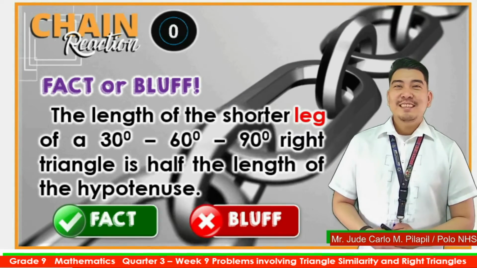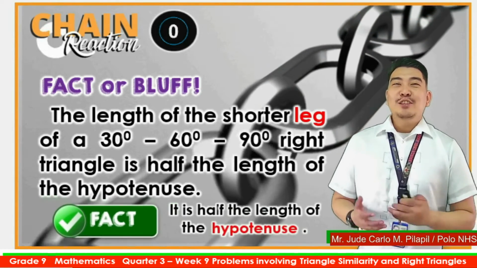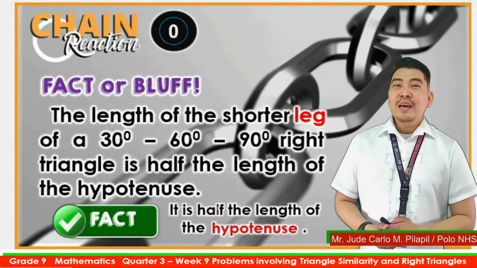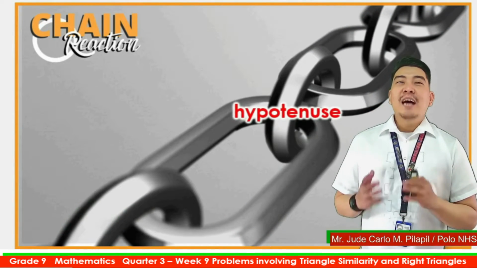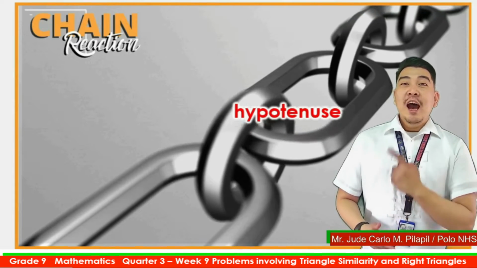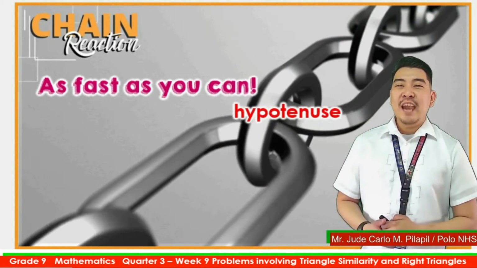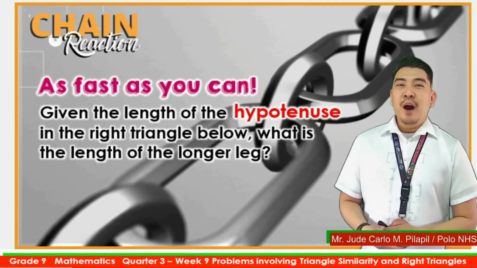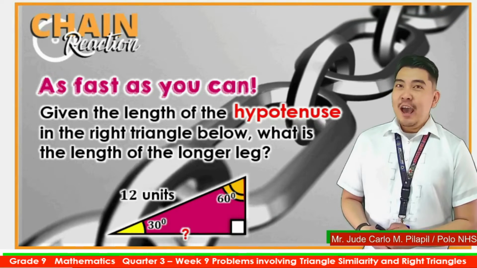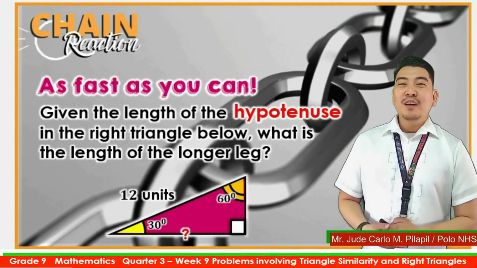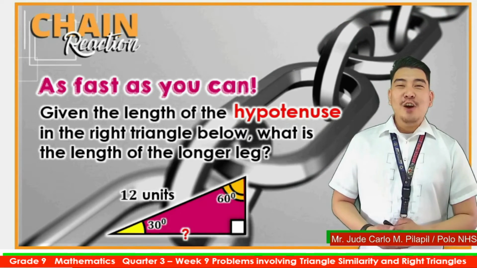What's your answer? Do we have the same answer? It's a fact. The shorter leg is half the length of the hypotenuse. The chain continues to link questions as we are now to use the hint word hypotenuse. The next question can be answered as fast as you can. Given the length of the hypotenuse in the right triangle below, what is the length of the longer leg? As easy as 1, 2, 3. 30-60-90 right triangle problem. Your timer starts now.